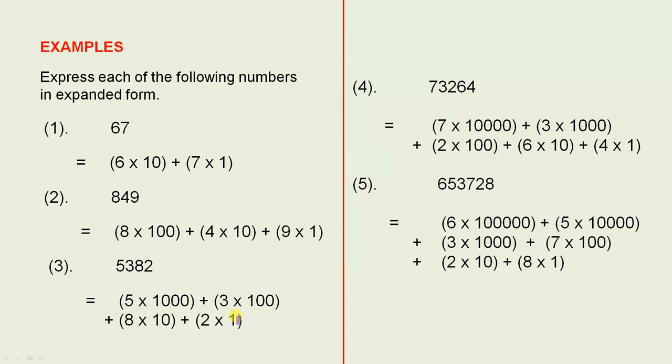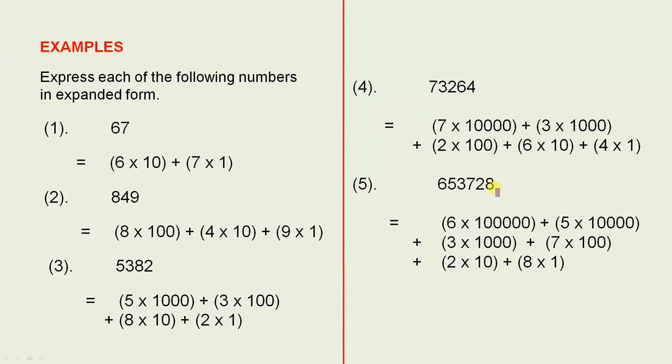That's why we do it that way. And then we keep going. The 1, the tens column, the hundreds column, the thousands column, and the 10,000s column. That's why it's 7 times 10,000. The 3 is in the 1,000s column, so it's 3 times 1,000. The 2 is in the hundreds column, 2 times 100. The 6 is in the tens column, 6 times 10, and the 4 is in the ones column.